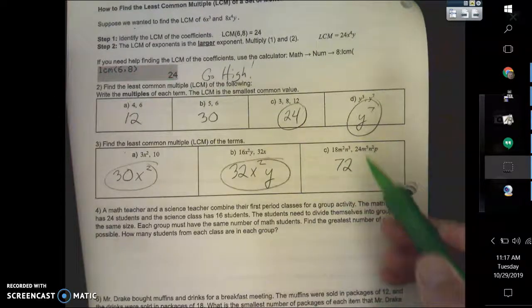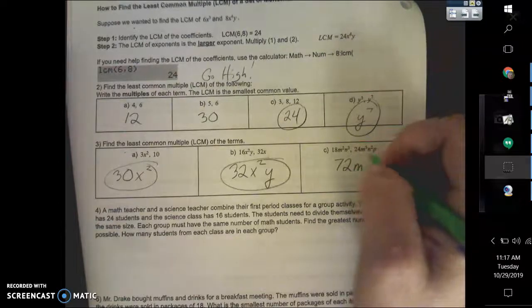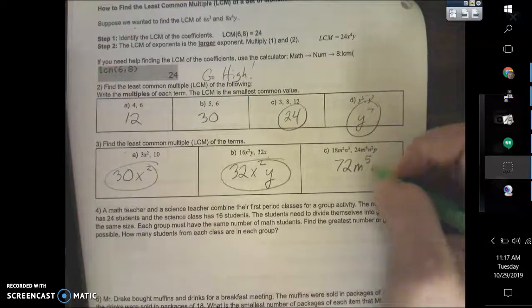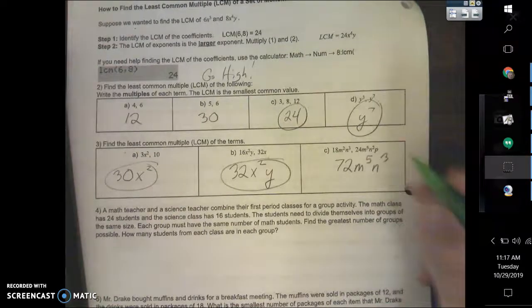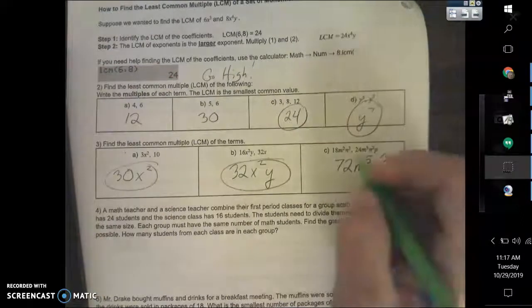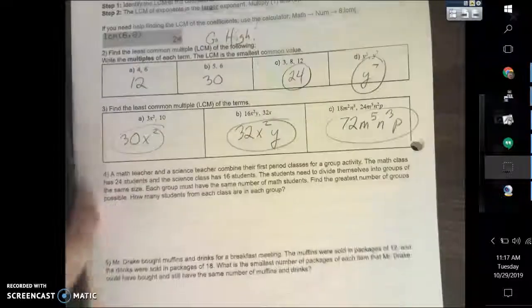Let's go ahead and pull out all the stops here. M squared, m to the fifth. For LCM, we go high. Which one's higher? M to the fifth. For n to the third, n squared, the higher one is n to the third. And then lastly, I have no p and p. The higher one is p. Very good.